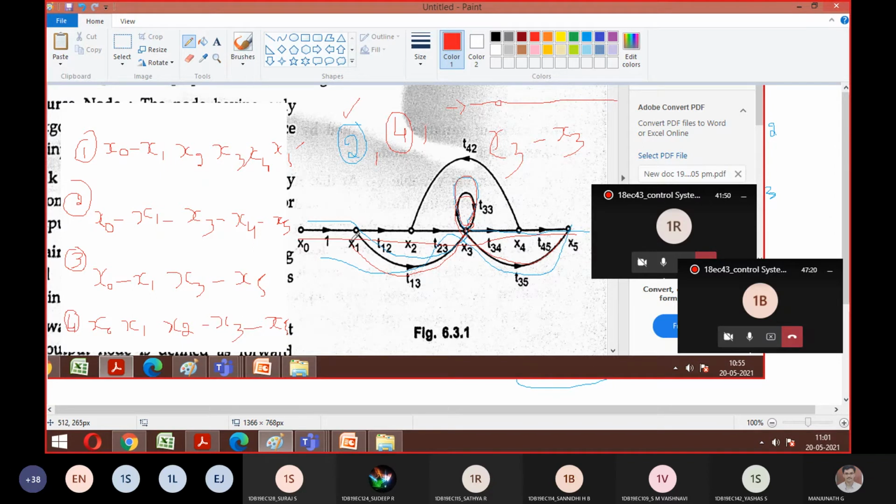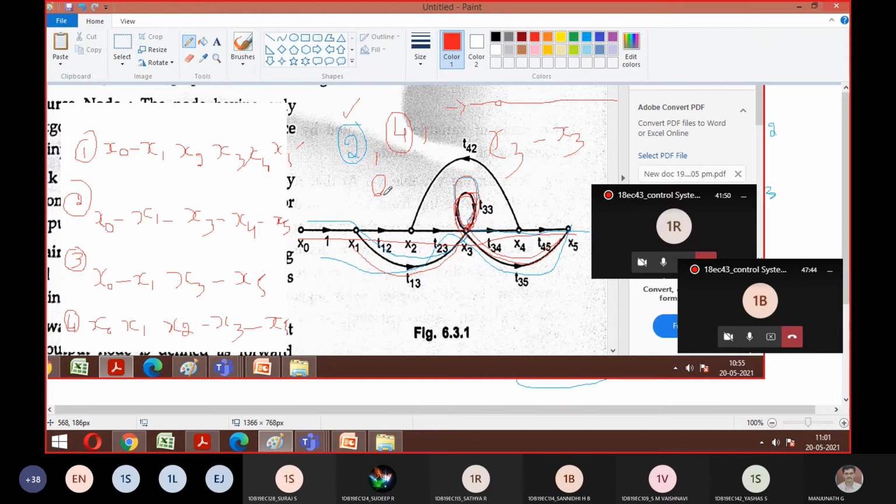Say I could have traced x0, x1, then x3, again this loop. See here what I'm tracing, this x3, and from here x5. That could obviously be done, right? But why didn't we trace it? The same node should not be touched twice. Because that is not called a forward path, that is going to be a loop, which we will discuss later. Am I clear till here, everyone?